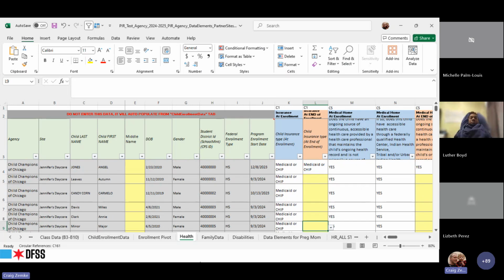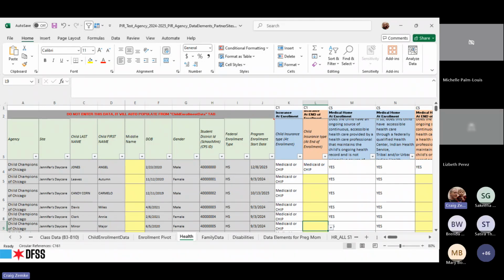So again, we don't want you to wait to report the end of enrollment information for August. This is what we're asking for. If the child is enrolled all year, then by the end of May, go back and put this information in. If a child is leaving the program early, so a child who has dropped, their year is over. This is the end of the enrollment year, so go in when they drop and document all of the end of year information. Okay.